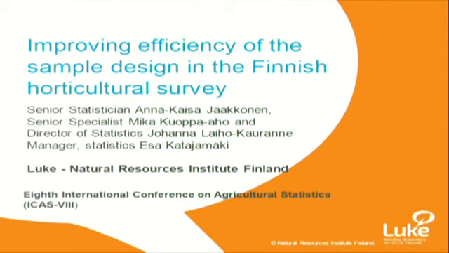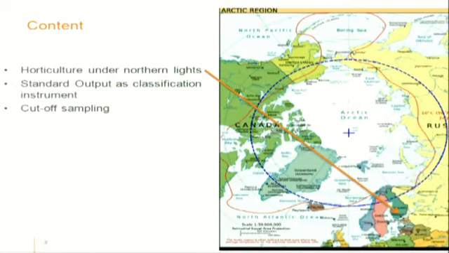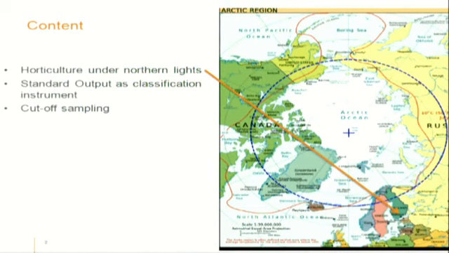Our topic is improving efficiency of the sample design in the Finnish horticultural survey. At first, what is Finland and horticulture and agriculture? We have horticulture really in the very north of Europe, at about the same latitude as Alaska. It's not so normal to have horticulture and greenhouse production so far north, but in Finland people like to eat Finnish vegetables and flowers. Another thing is this standard output as a classification instrument, and how to make better samples in a very practical way. It's part of our cut-off sampling system.